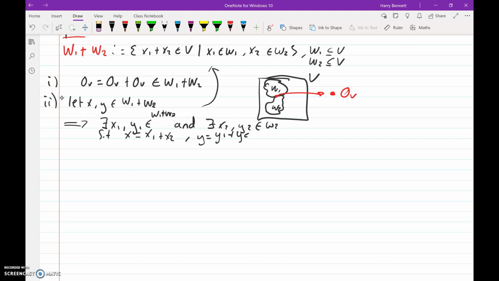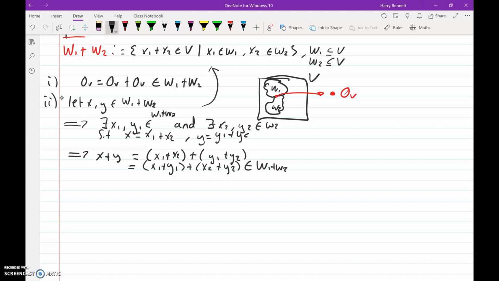So when we take the addition, we have x plus y equal to x1 plus x2 plus y1 plus y2, which is equal to x1 plus y1 plus x2 plus y2. And we know that this is in W1 plus W2 by definition.